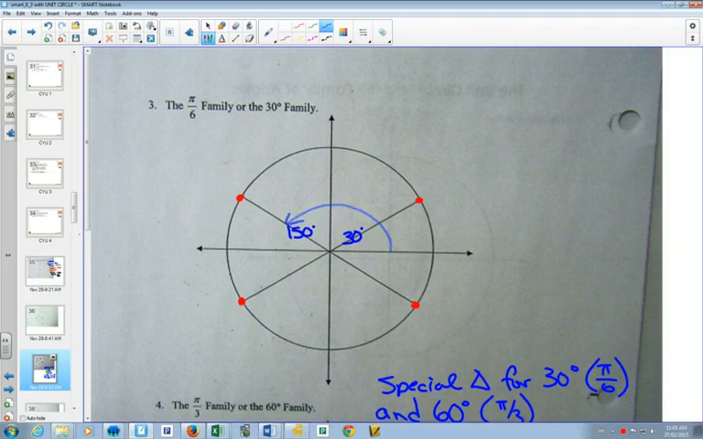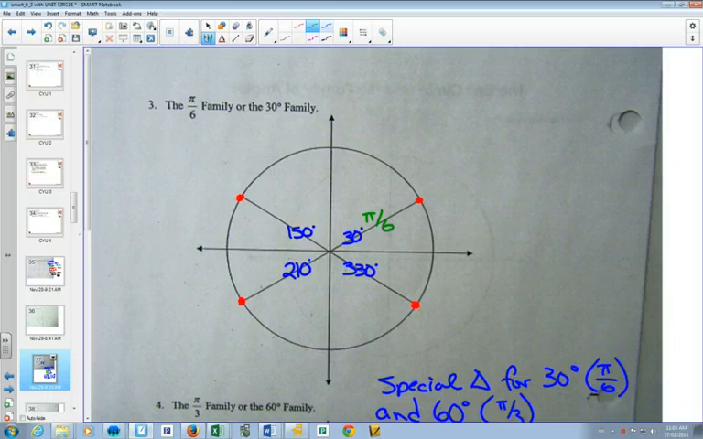So the question is, what is this angle if it has a reference angle of 30 degrees? 150. And what would this angle be if it had a reference angle? 210. And finally, the one in quadrant 4 would be 330. In radians, this is the pi over 6 family. Okay?